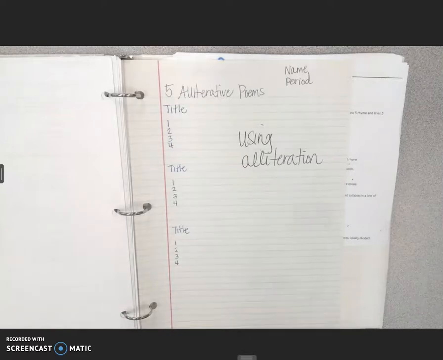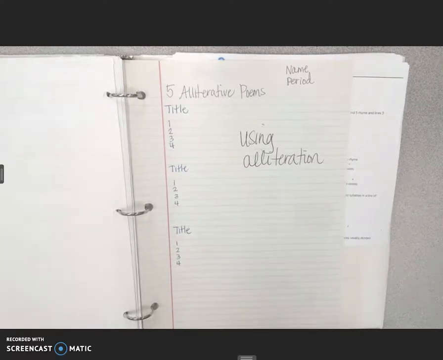Okay, and that's it. So we have a binder check on Friday. So please make sure your binder's in order.